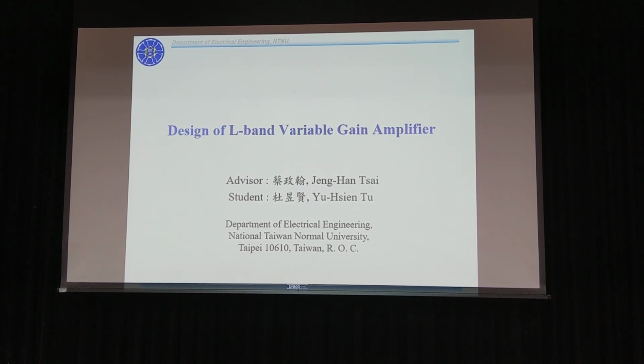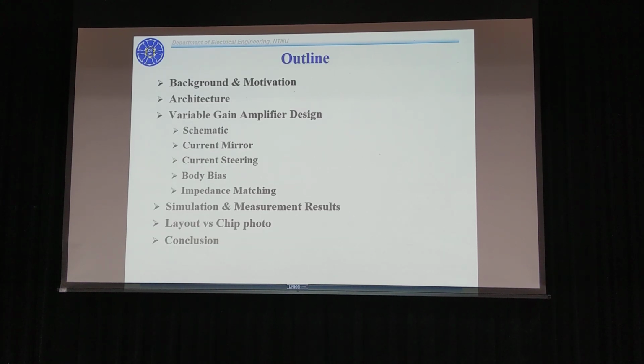Hello everyone, my name is Liu Yushen and I'm Professor Extension Head's student. The topic of my report is design of a variable gain amplifier. This is my outline. First, I will discuss the background and motivation, followed by the preliminary and architecture, complete circuit and some electrical design and impedance matching components for this amplifier. Then I will present simulation and measurement results and finally conclude.